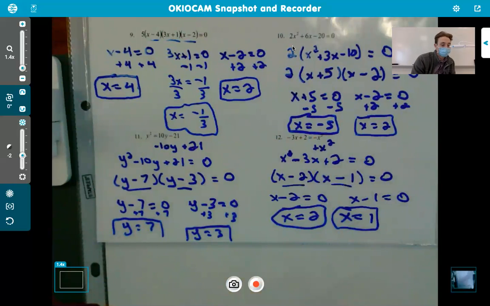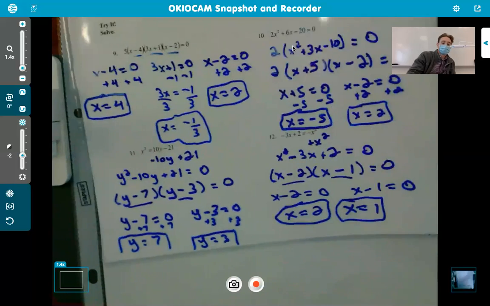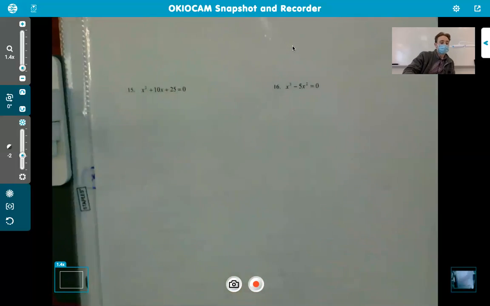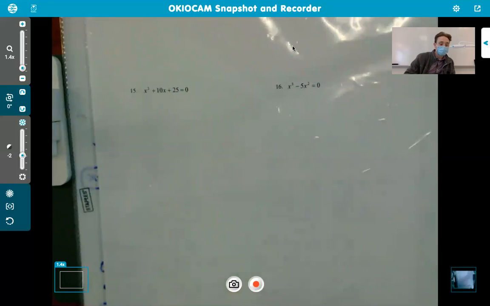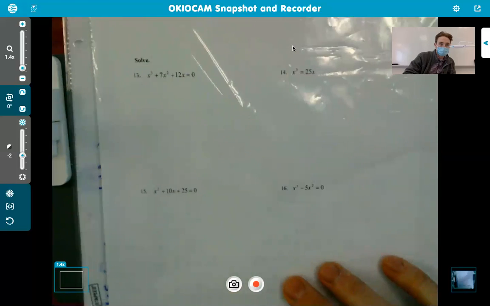Okay. Any questions about that example there? Anything at all on this page? 9, 10, 11, or 12? Okay. We'll flip over to the next page. We'll do a couple from this as well, starting with 13.